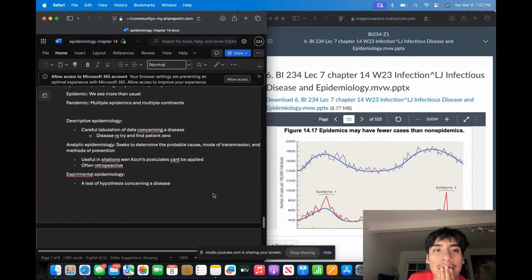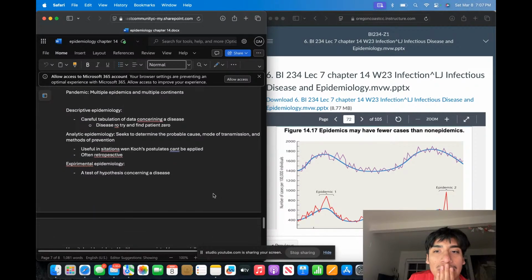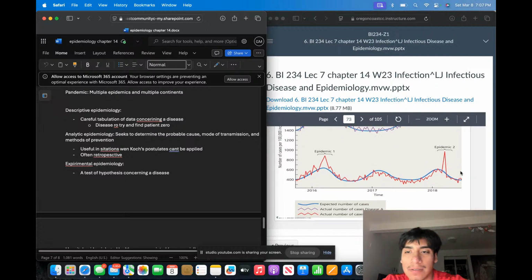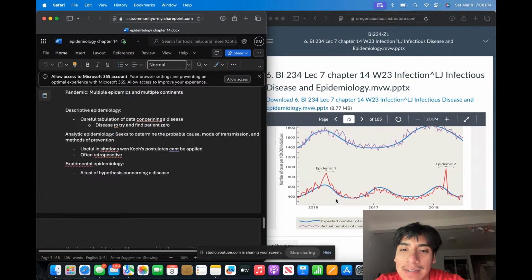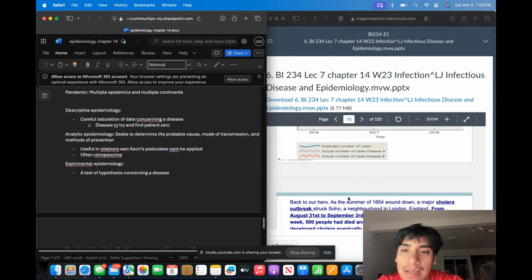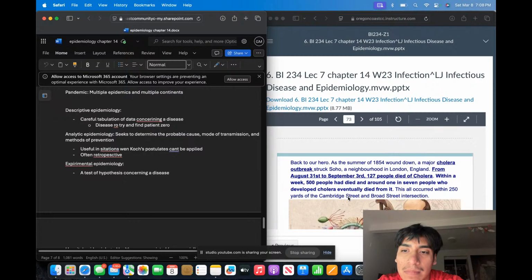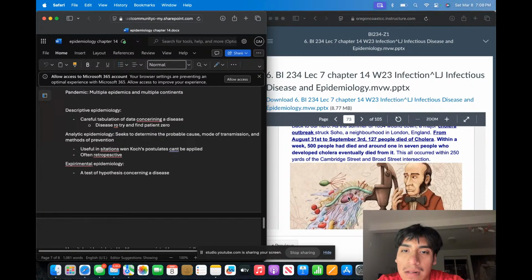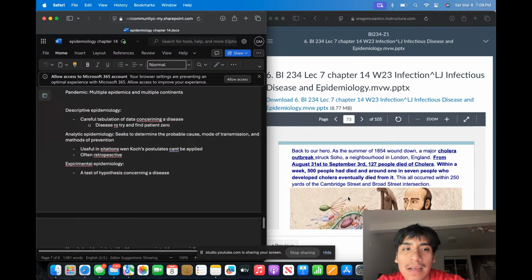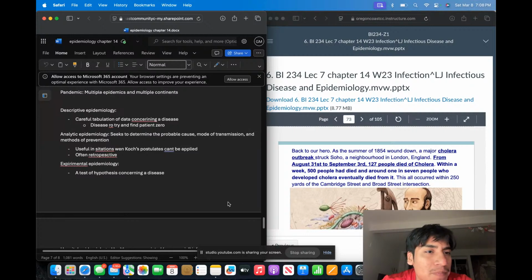Descriptive epidemiology. Sorry, guys, I'm getting distracted. Here's an example of the blue line being endemic, which is the expected number of disease cases. Epidemic is when it gets out of that range. I don't know, we'll read this. I don't think it's important, but we'll read it.